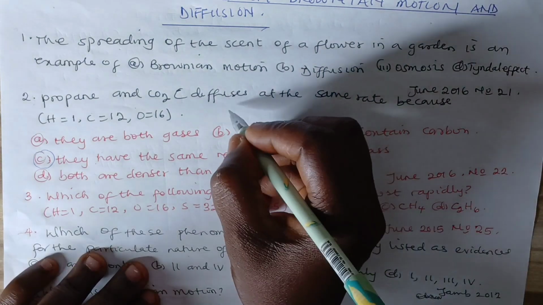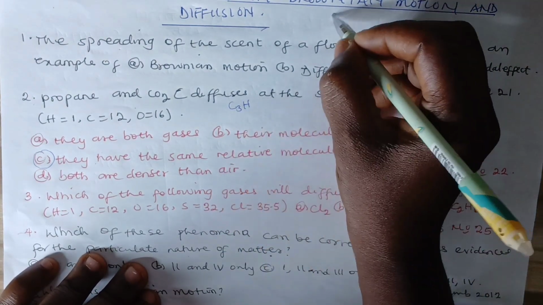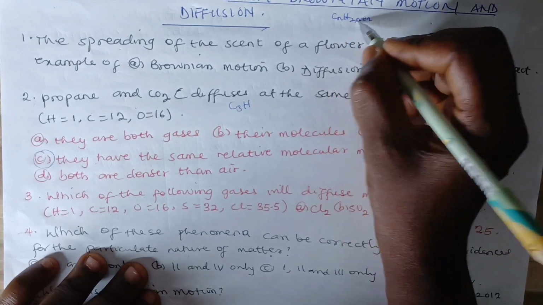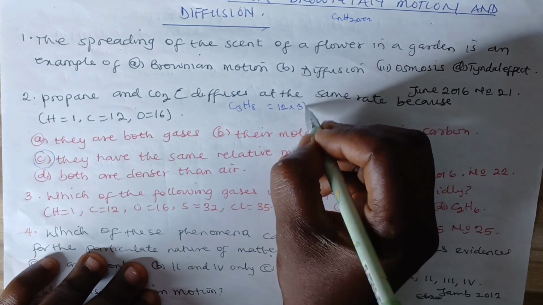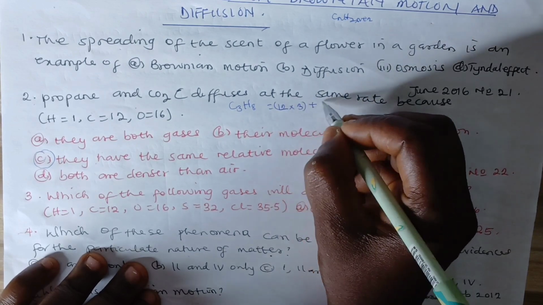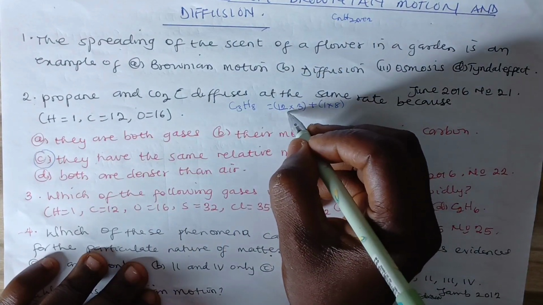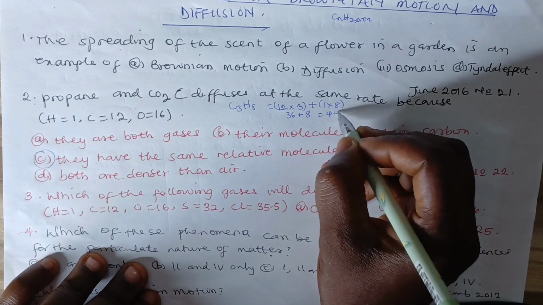Let's quickly work out the formula of propane, which is CnH2n+2. That's C3H8. Carbon is 12 multiplied by 3, plus 1 multiplied by 8, which is hydrogen, is 1. So this is 36 plus 8, and that is 44 gram.